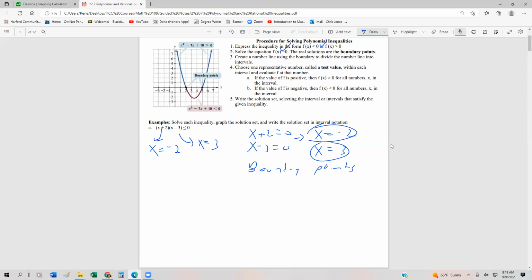Now on the number line we're going to have 3 intervals. We have -2, we have 3, and certainly we have 0 in here. And so we have 3 intervals.